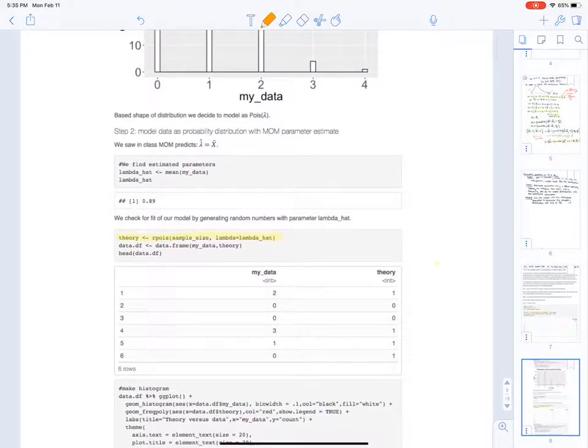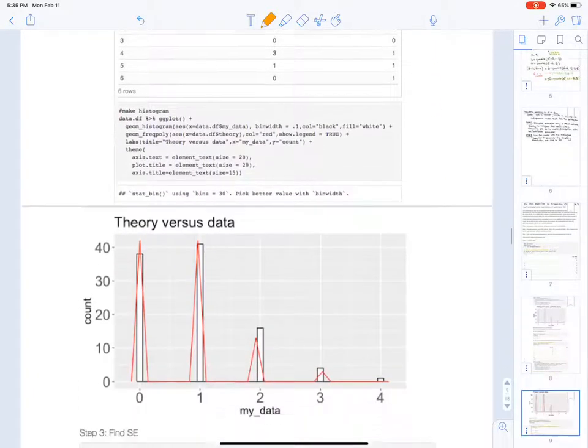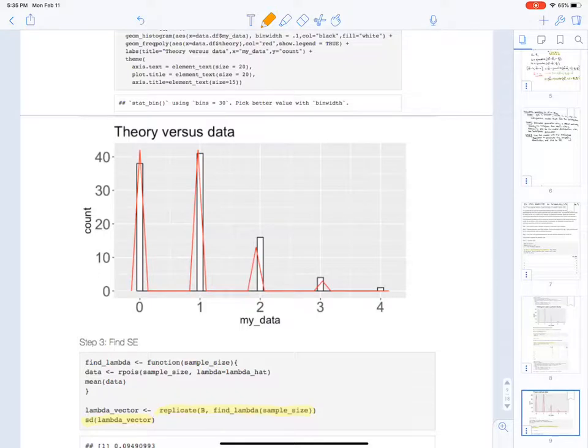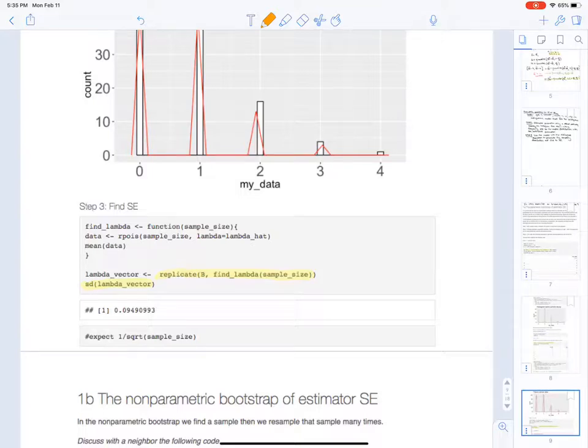I found a MOM estimate for it, because I know that the MOM estimate is just the sample mean. So I computed the sample mean, I got a MOM estimate, and then here, in theory, I'm randomly generating my Poissons. I did this so that I could check that indeed it's a good fit to the data. And then I'm going to replicate this process 1,000 times and find the SD of that list.